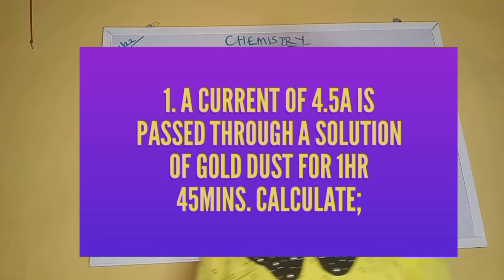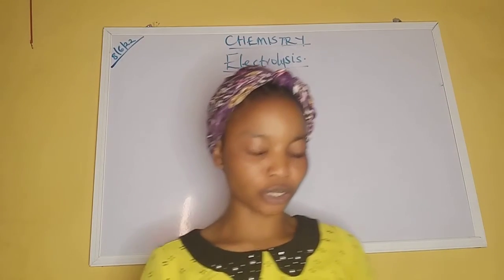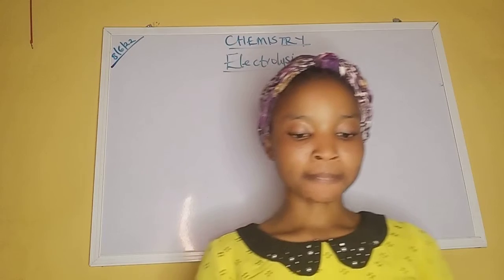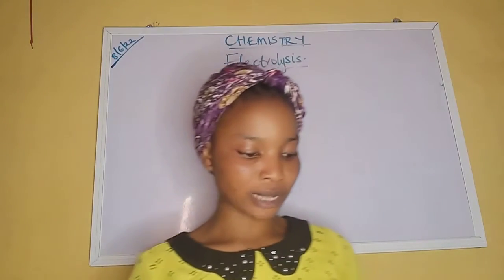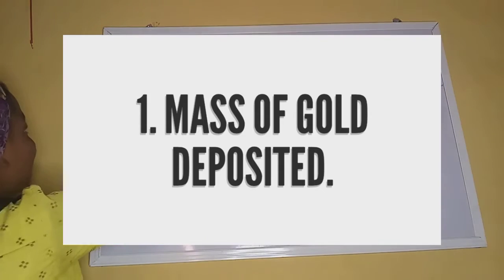Number one, we have a current of 4.5 amperes passed through a solution of gold salt for 1 hour 45 minutes. Calculate A, the mass of the gold deposited.